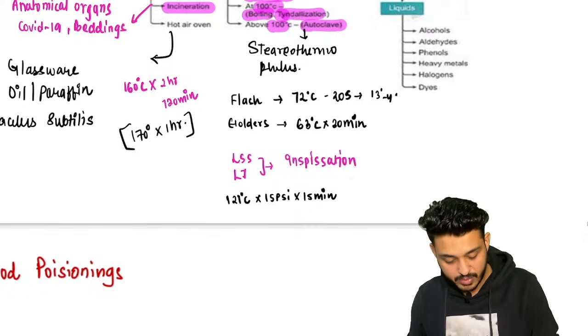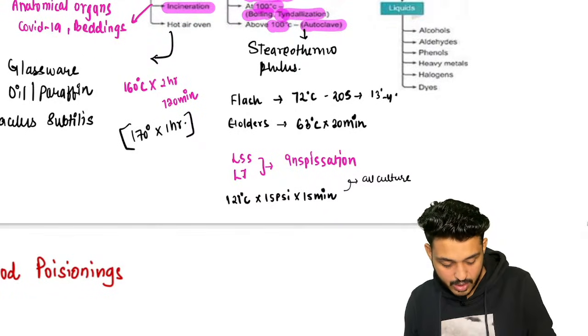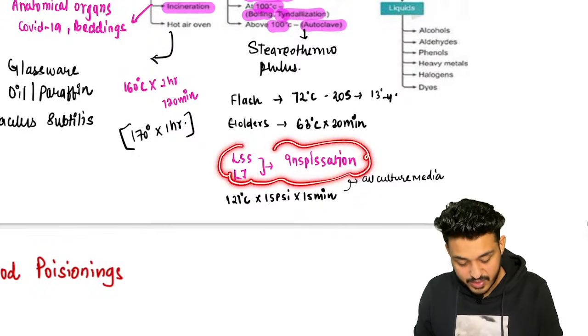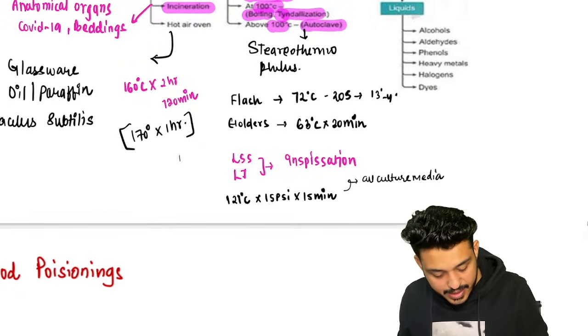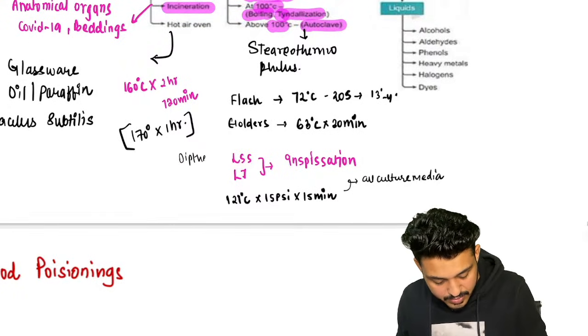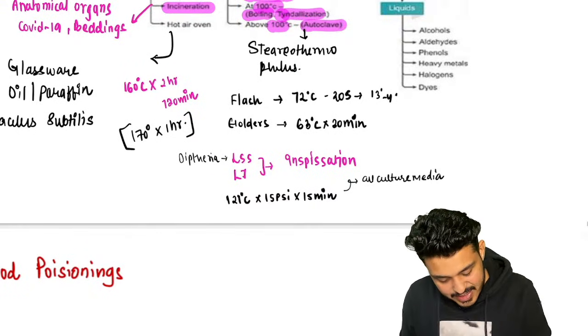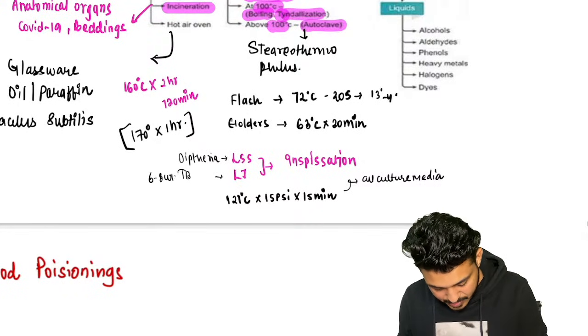Remember, beta, autoclaving can be done for all the organisms, for all culture medias. Exceptions are going to be 2. What are those 2? They have been asked. LSS and LJ media. This LSS is used for diphtheria, Loeffler serum slope, can give you result within 6 to 8 hours. And this LJ media is used for TB, can give you result within 6 to 8 weeks. You can remember weeks, you can remember hours, right?